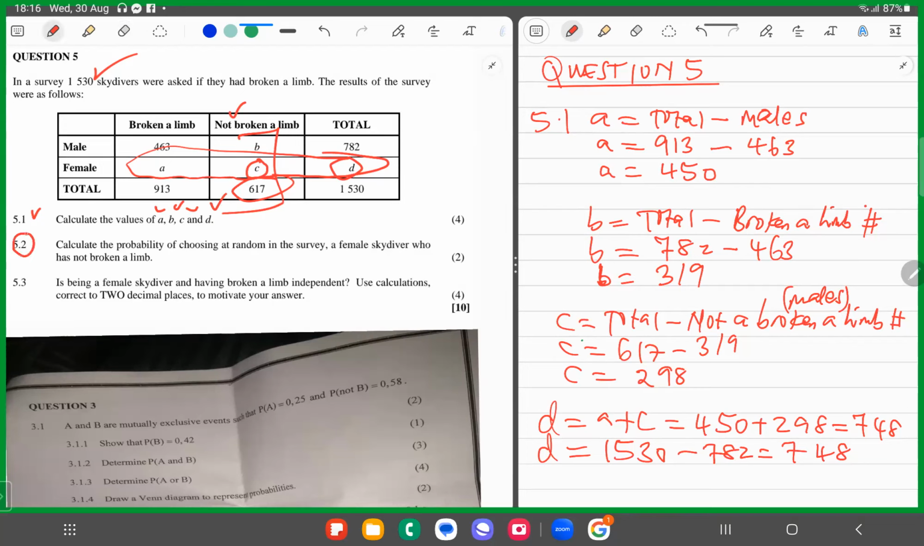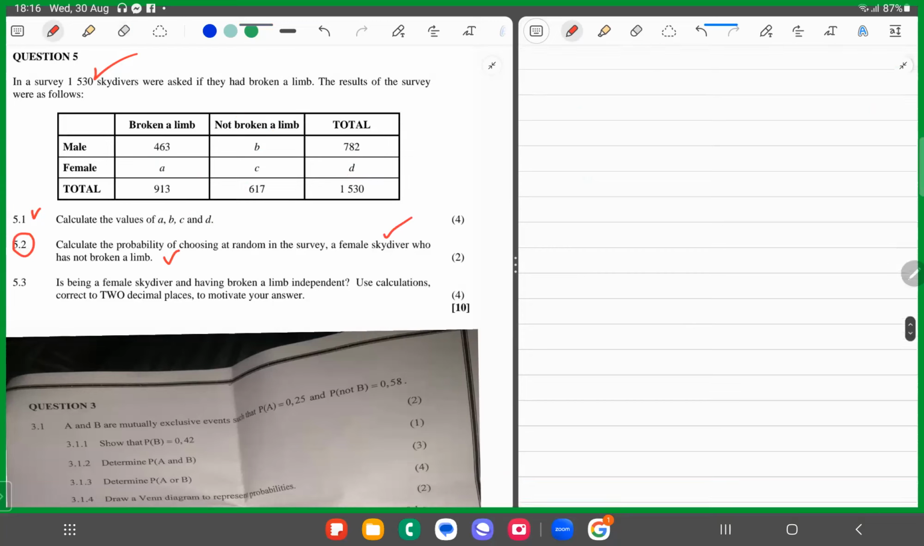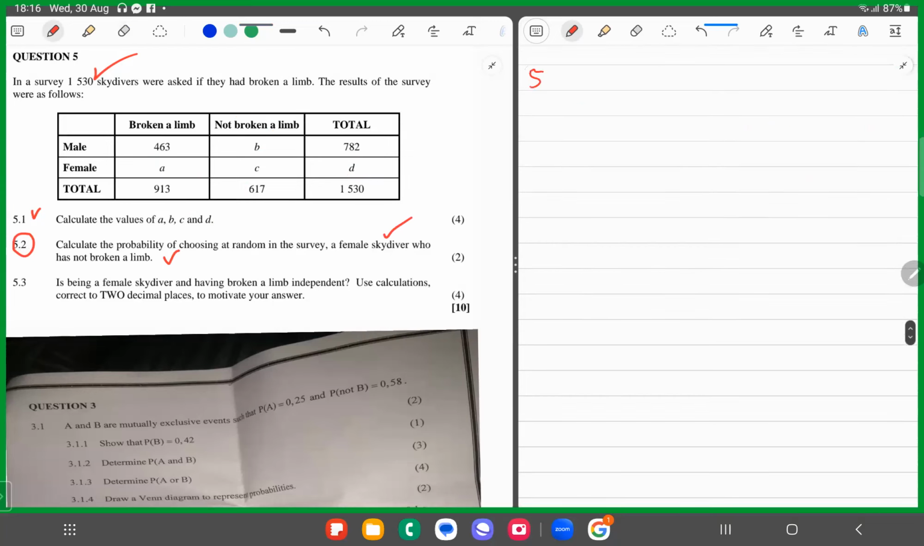Right, so we're looking at 5.2. Calculate the probability of choosing at random in the survey a female skydiver who has not broken a limb. Female skydiver who has not broken a limb. We have lady skydivers, female ones, who have not broken a limb. So we look at 5.2.